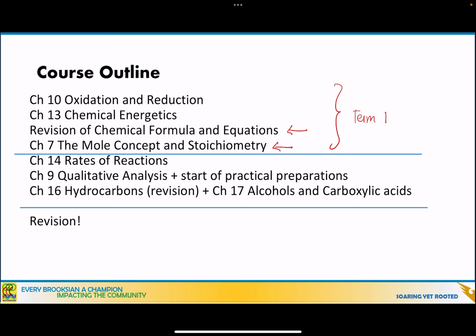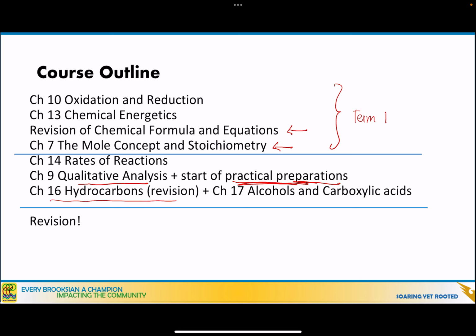After that, in term 2, we'll be covering Chapter 14 and Chapter 9. And Chapter 9 is a very important chapter because it is an integral part of the practical exam. So I'll talk more about the practical exam later on. You'll find that when you're learning Chapter 9, I will be starting a lot of practicals as well. And then finally Chapter 16 and 17.